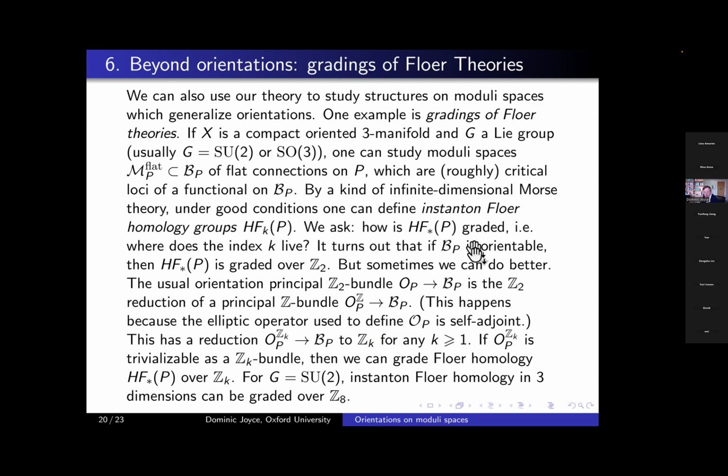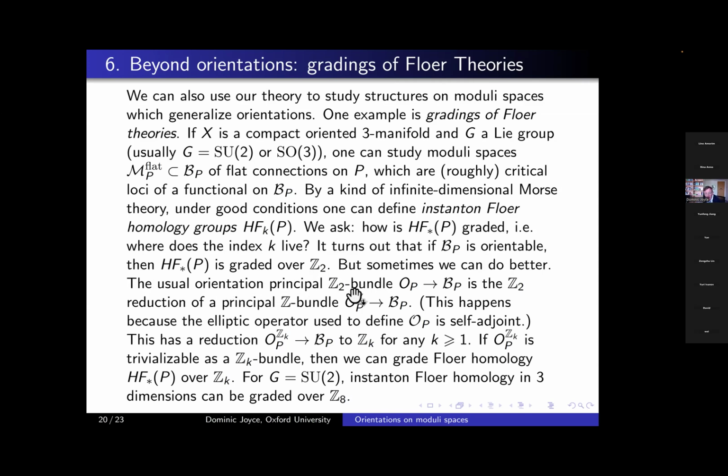So it turns out that if the moduli space BP is orientable, then you can grade HF star of P over Z2. So if you perturb this so it becomes a union of isolated points, the orientation gives you a set of signs +1 or -1 on the points, and then the plus or the minus determines the Z2 grading of those generators. But sometimes we can do better.